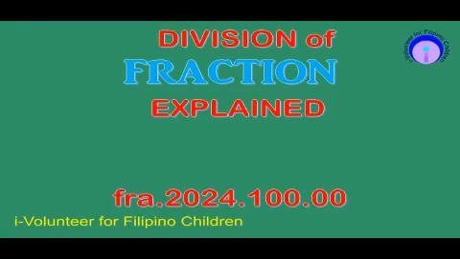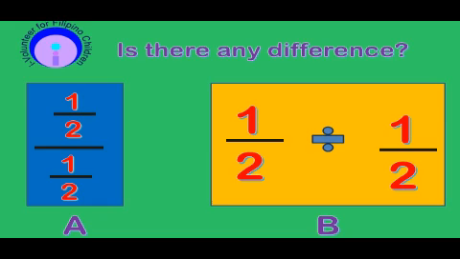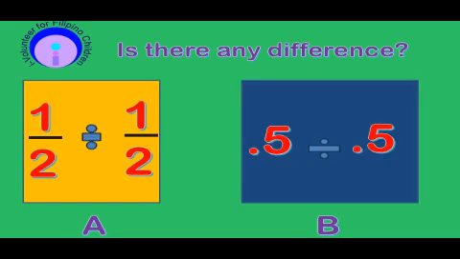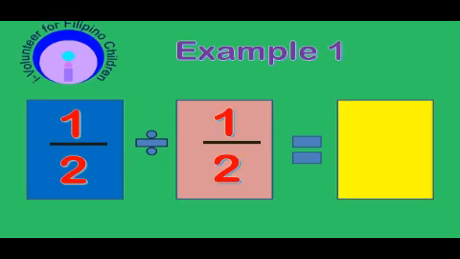Division of fraction. Before going to the division process, can you find any difference, if there is any, between A and B? There is no difference except the way they are written. How about this? Is there any difference? None, except they are written differently. A is written in fraction, and B is written in decimals.